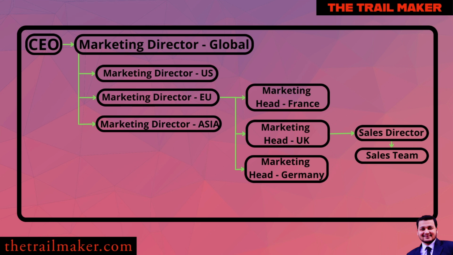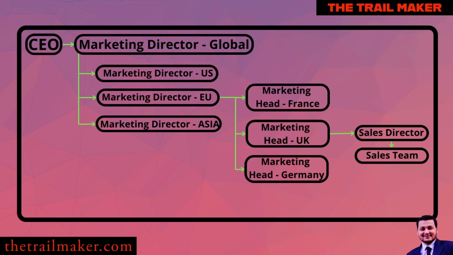So let's say in a business, at the top level there's a CEO, and then you have a marketing director, which is a global marketing director. Then you have marketing director US, marketing director EU, and marketing director Asia. Within that you have regional heads. So within marketing head Europe, you have a marketing head for UK, France, and Germany. And within head of UK, you have a sales director, and then you have a sales team. So this is the role hierarchy which we are creating.